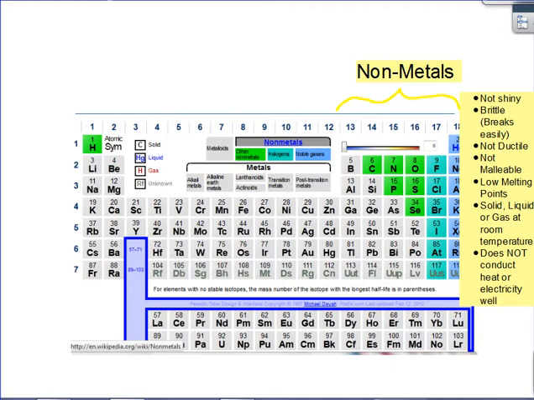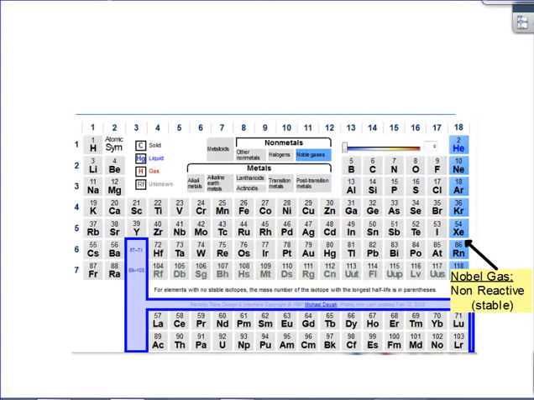Now, within our nonmetals, there's a very special group that I want to take a moment to recognize, and these are the Noble gases. What makes the Noble gases very unique is that they are non-reactive. They are very stable. It's very hard for them to be, in a sense, included in chemical reactions because they don't react with a whole lot.